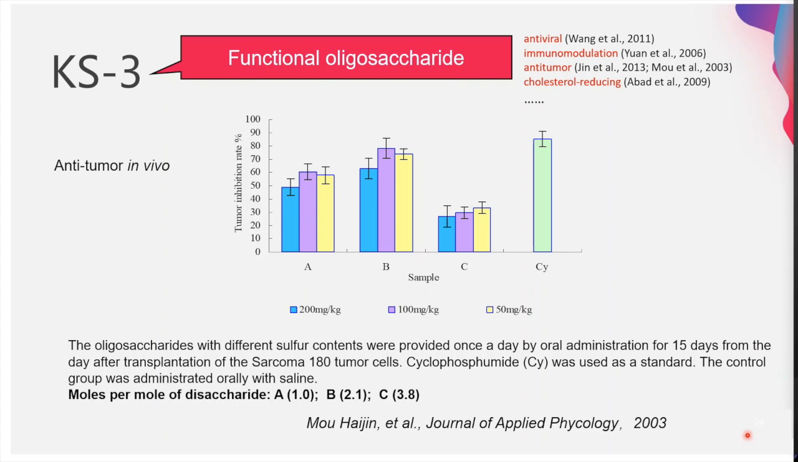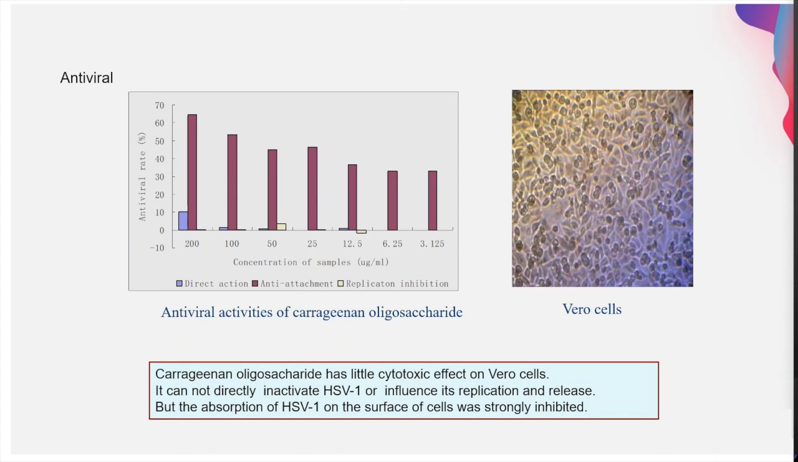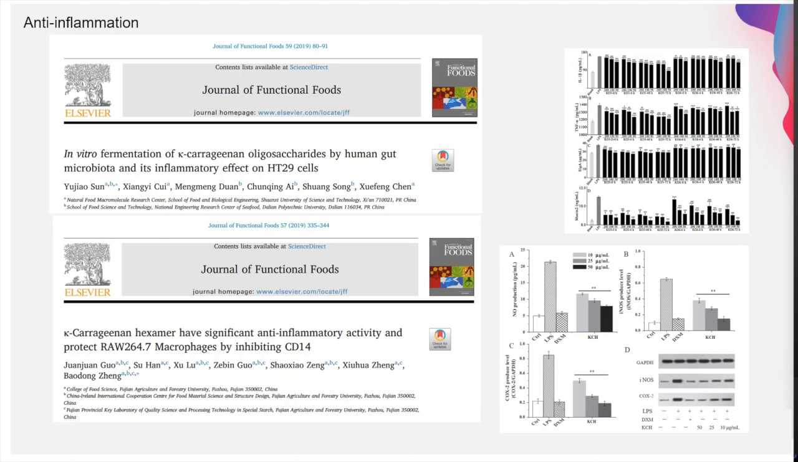Some of our former work indicated the anti-tumor activity, the immune regulation activity, and the antiviral activity of the carrageenan oligosaccharides. Its inflammatory or pro-inflammatory activities have been studied, but because different molecular weights and different cell models were used, the results were varied, so it's very hard to give a conclusion.